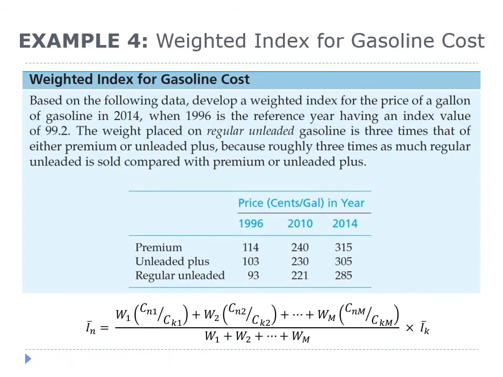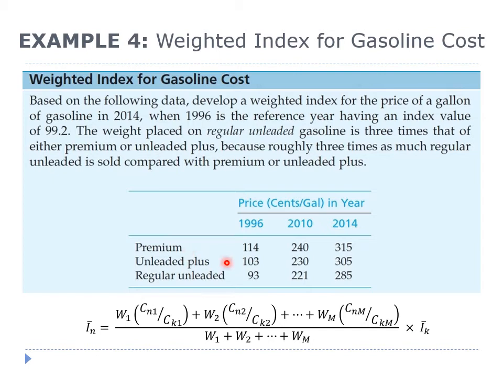This is an example showing how a composite index or weighted index is calculated. Weighted index for gasoline cost. Based on the following data, develop a weighted index for the price of a gallon of gasoline in 2014, where 1996 is the reference year having an index value of 99.2. The weight placed on regular unleaded gasoline is 3 times that of either premium or unleaded plus, because roughly 3 times as much regular unleaded is sold compared with premium or unleaded plus.